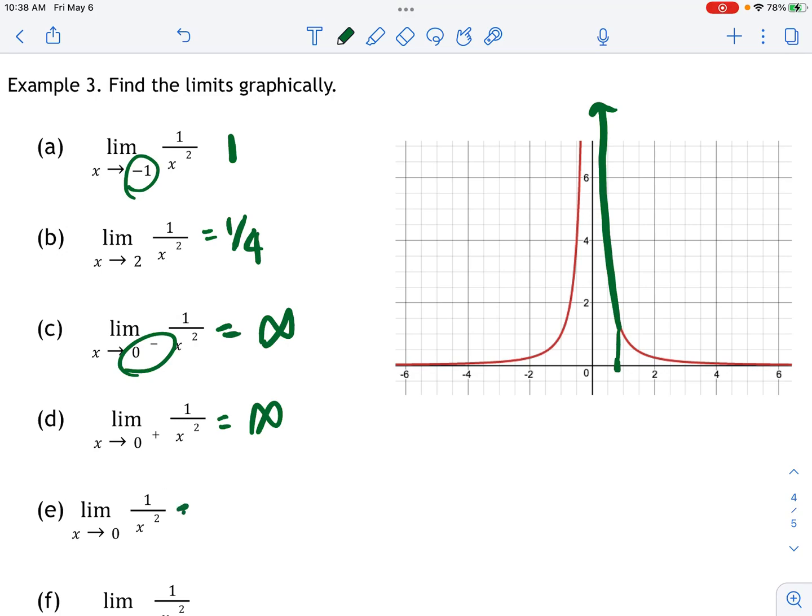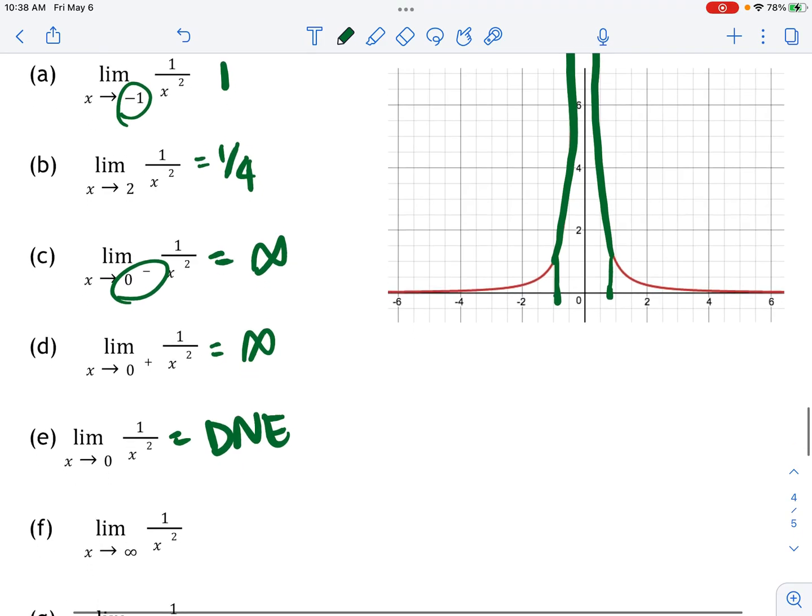For 0 from both sides, we would have to go from both sides, and they're both approaching infinity, but the answer is DNE because we're not going to have a two-sided limit that has an answer of infinity. We will have to have a specific number, not an idea of infinity.